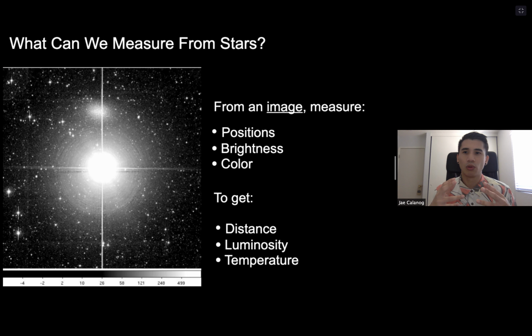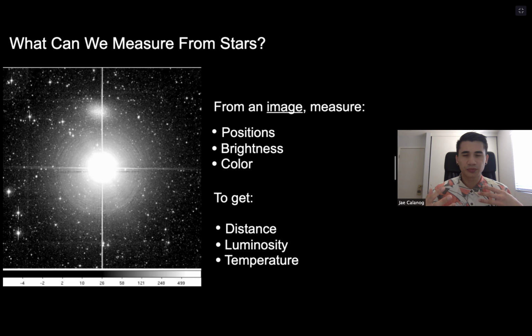So what can we measure from stars? This is a picture of a star taken by the Hubble Space Telescope. And unlike the pictures that you see typically on the internet, this looks kind of nothing like that. After all, it is black and white, right? And so typically when you see data from the Hubble Space Telescope, it'll look like this. It's going to be your unprocessed image.